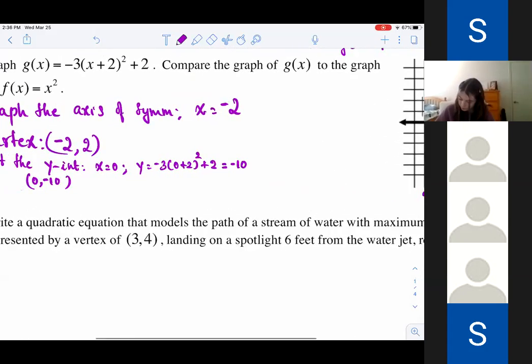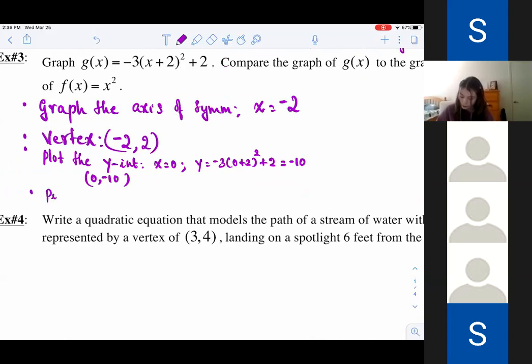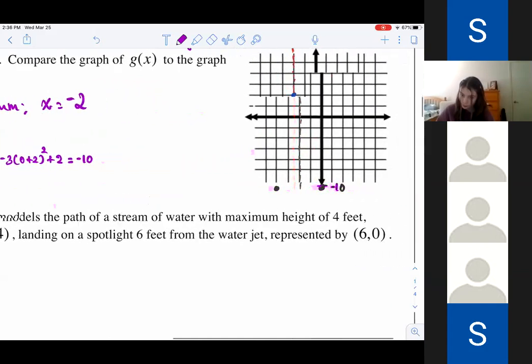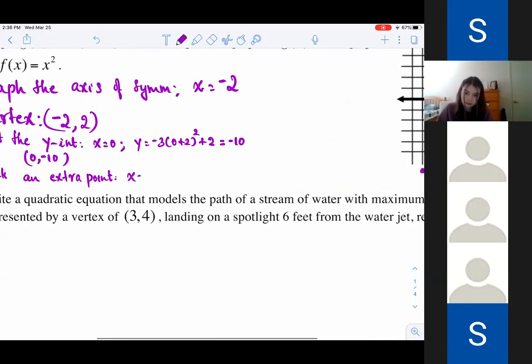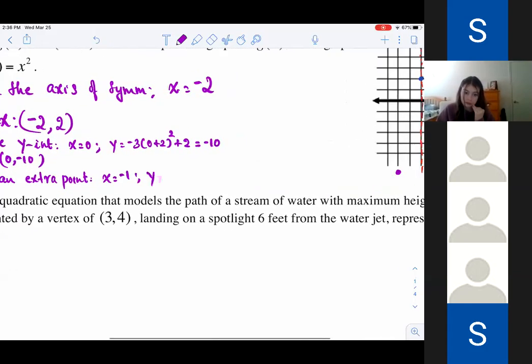Now I want you guys to pick one extra point. I'll tell you how to pick it. Look at this graph. You got the vertex, you got the y-intercept, and you flipped it across the axis of symmetry. Now, do you see that this is the value corresponding to 0? Do you know what the y value is when x is equal to -1? Maybe you can take that as the extra point. So you're going to figure out, when x is equal to -1, what's your y value?